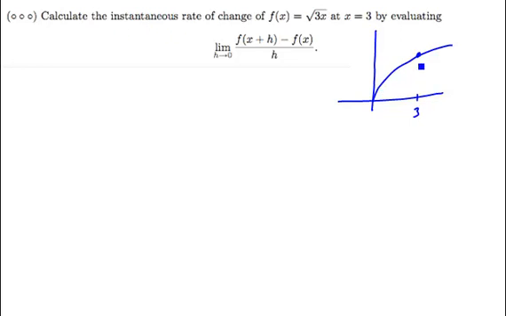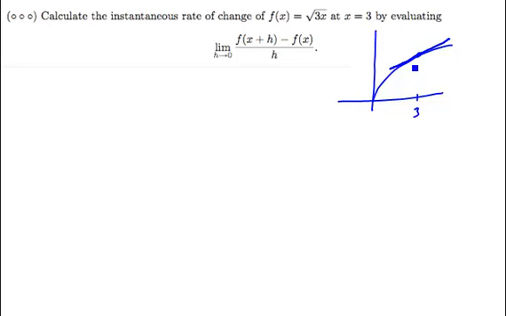The rate at which this function is changing instantaneously at x equal 3 is equal to the slope of the tangent line that you would get if you placed, say, a straight edge right up against this function. The slope of that edge would be the instantaneous rate of change.